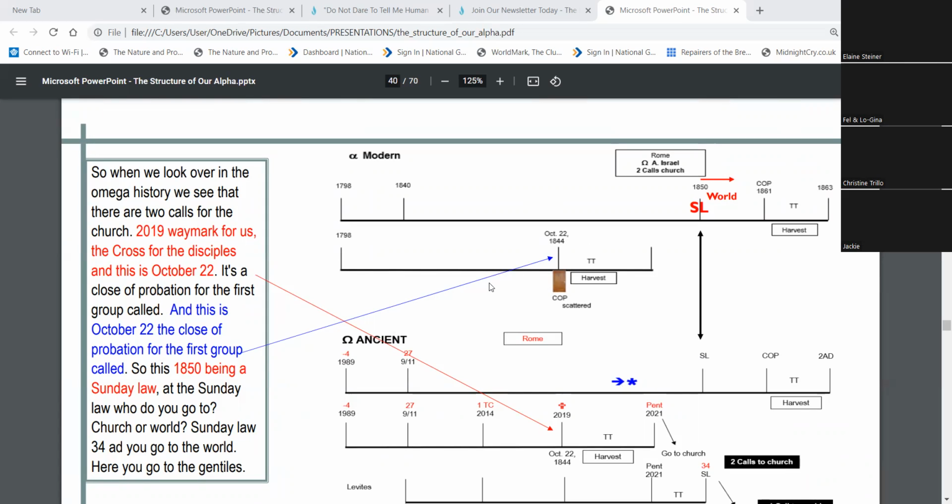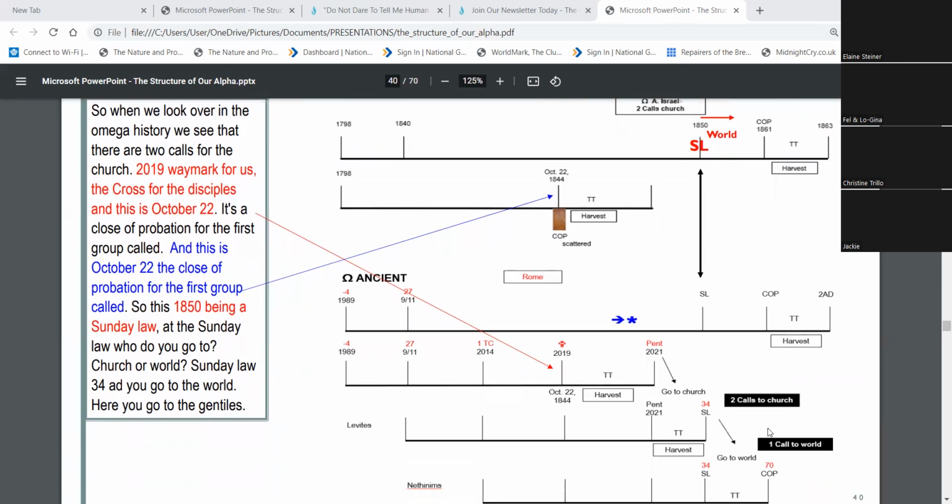So this 1850 being a Sunday law, at the Sunday law, who do you go to? Church or world? Sunday law 34 AD, you go to the world. And here you go to the Gentiles. Right here.